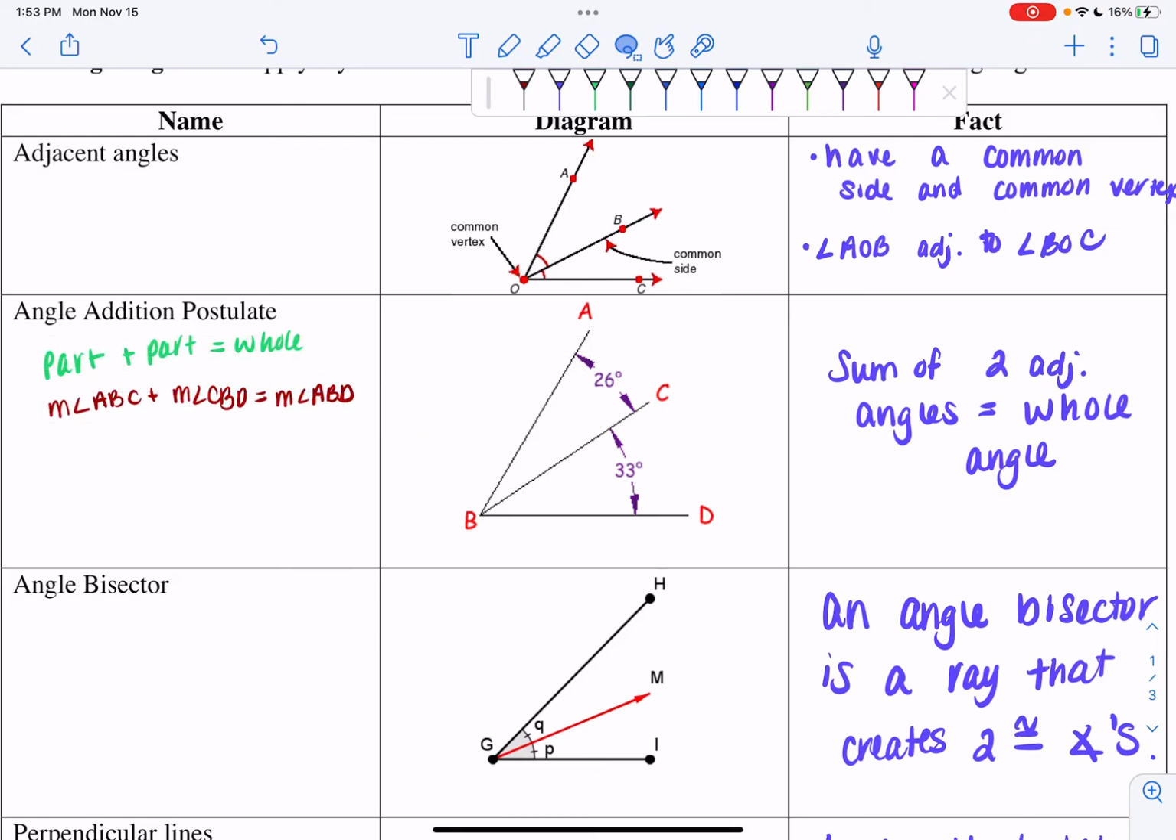And if I want to think about that, I can also just say 26 plus 33 is equal to, well, 20 plus 33, so 59 degrees, I think. Not 100% sure on that.